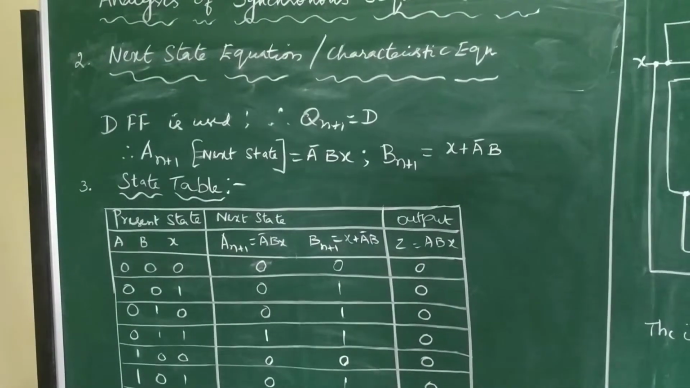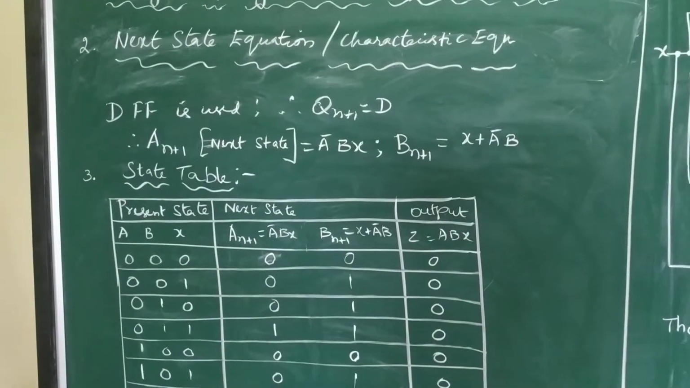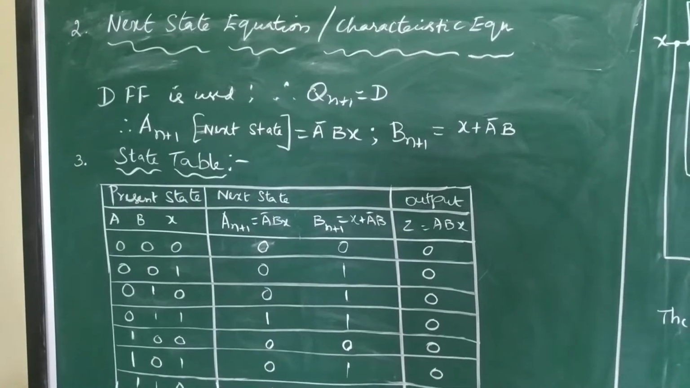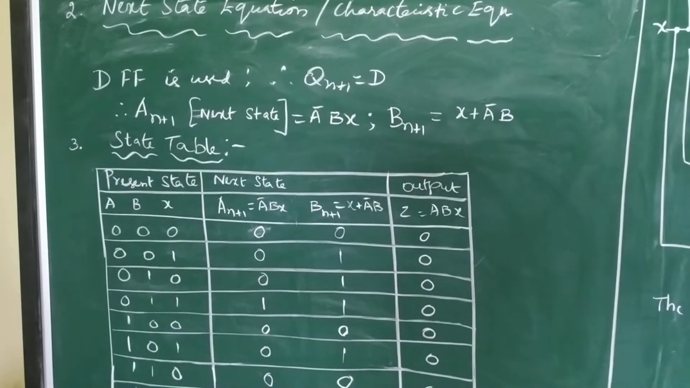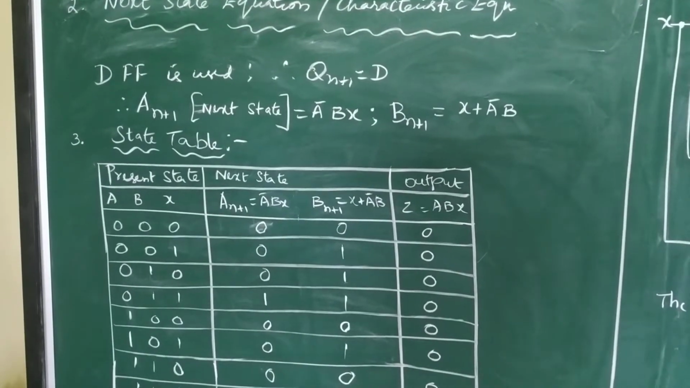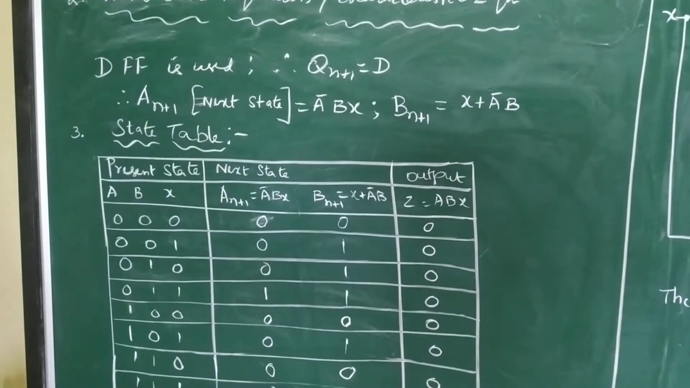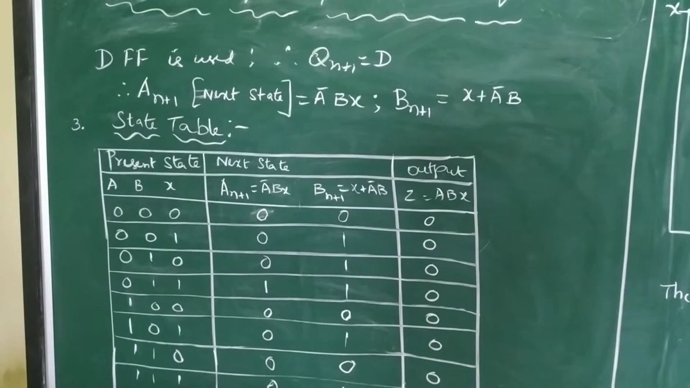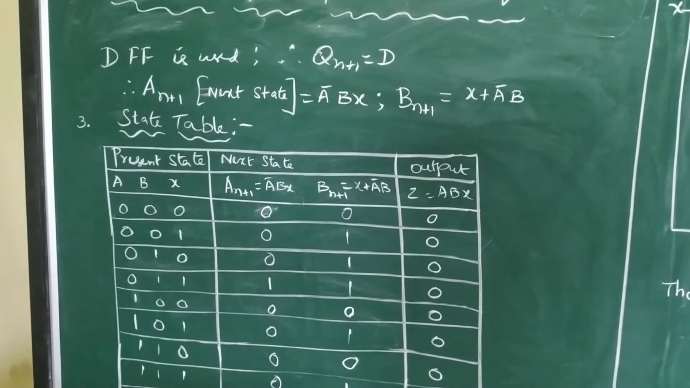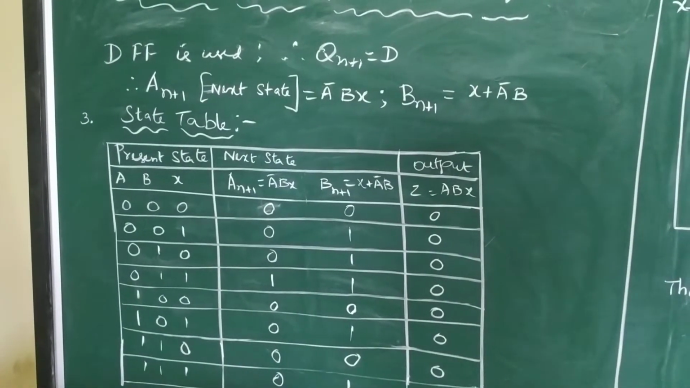The next step is to write the next state equation or characteristic equation. Here we are using a D flip-flop. We know in a D flip-flop the output follows the input. That is, the next state is equal to the present state or the input. So if we take the present states as A, B and X, then the next states to A and B can be taken as A n plus 1, B n plus 1. So here, therefore, A n plus 1 is equal to A.